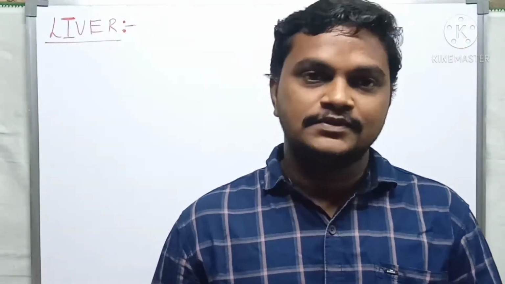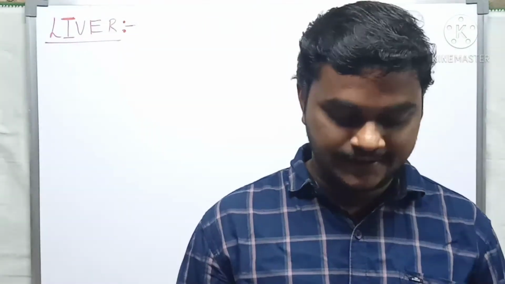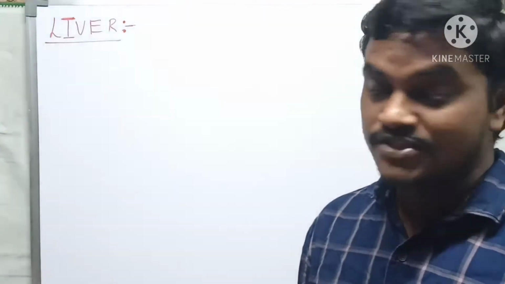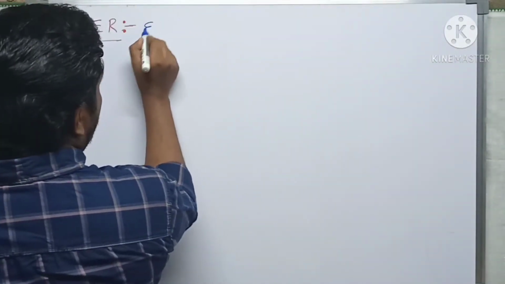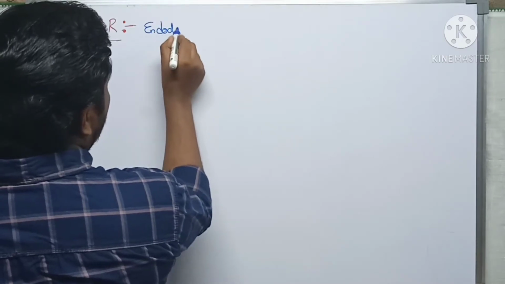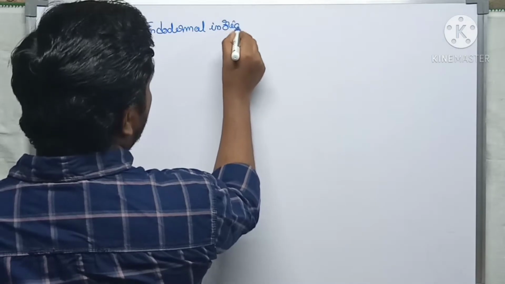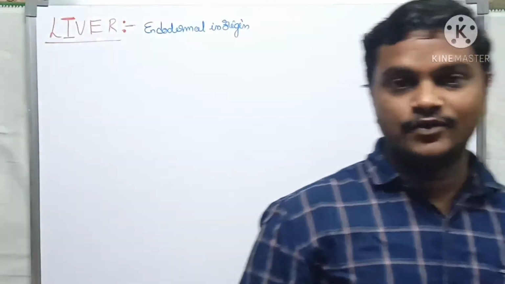Hi students, in this video I am going to explain the remaining components and points of the liver. The origin of the liver is endodermal. Endoderm, we all know, is one of the germ layers. There are three germ layers, but the liver originates from the endoderm. It is the largest gland in our body.